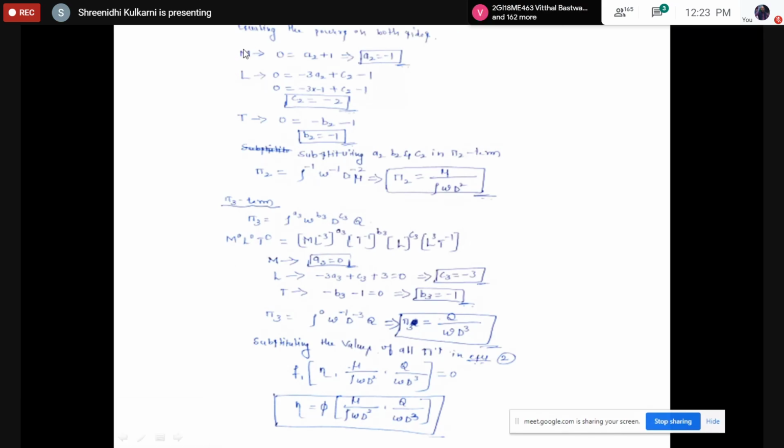On the right hand side, we can see M to the power of a2, so here I wrote a2, plus, again I have M, so plus 1. So here I took a2 is equal to -1. Please, everyone, try to solve for M.